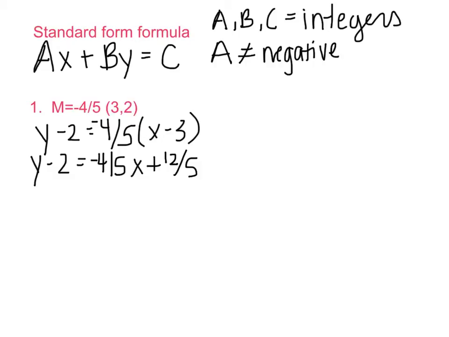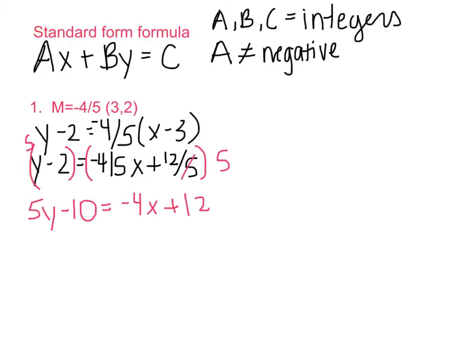So then once you're in this stage, what you want to do is leave them as fractions, so improper fractions if you can, because when we move over to this ax plus by equals c, you cannot have any fractions. So we need to look and say, oh, our denominators are all 5, so we're going to multiply this side by 5 and this side by 5. So it becomes 5y minus 10 equals negative 4/5 times 5 is going to be negative 4x plus 12, because these are going to also cancel out.